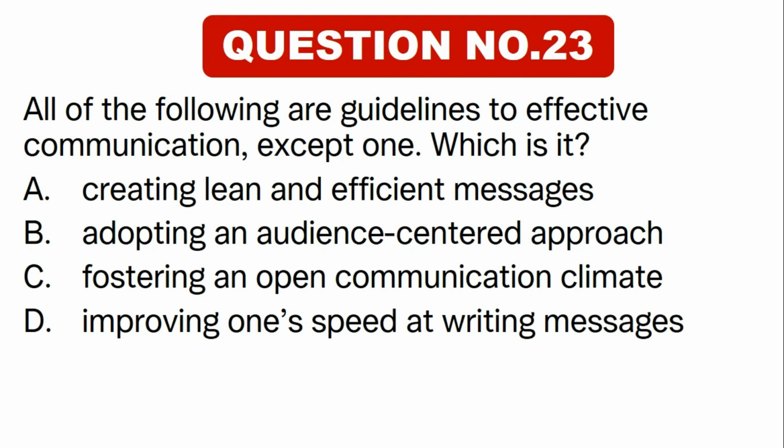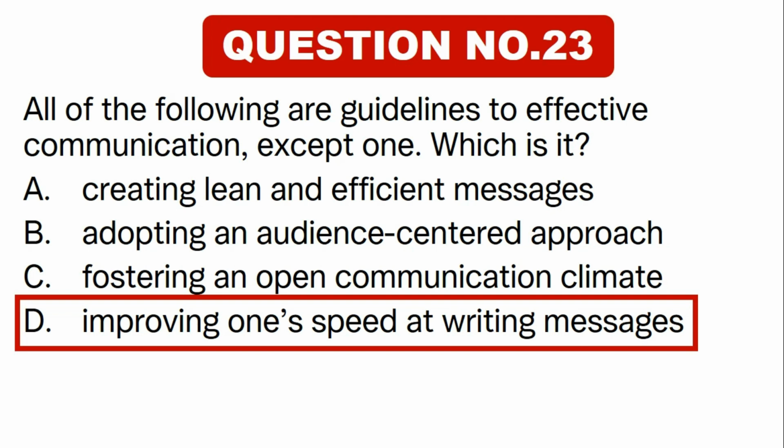Again, all of the following are guidelines to effective communication except one. Which is it? A. Creating lean and efficient messages. B. Adopting an audience-centered approach. C. Fostering an open communication climate. D. Improving one's speed at writing messages. Correct answer is letter D. Improving one's speed at writing messages.